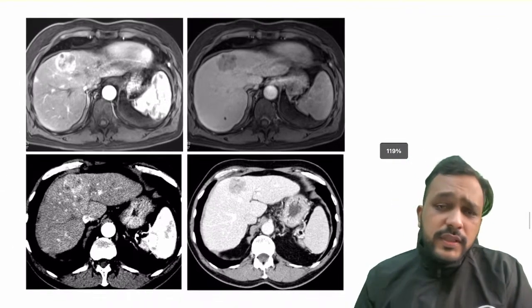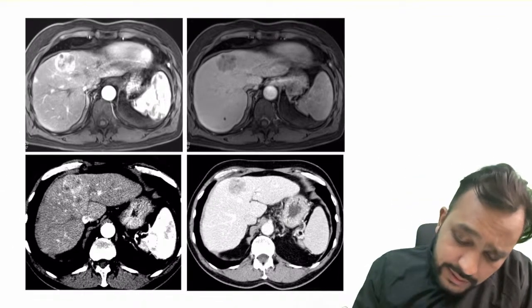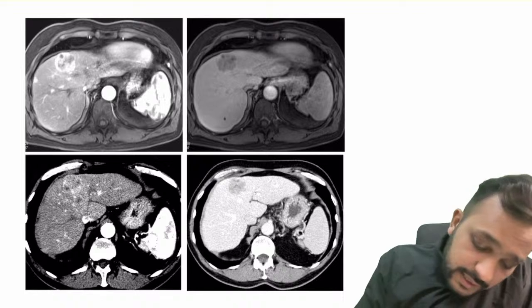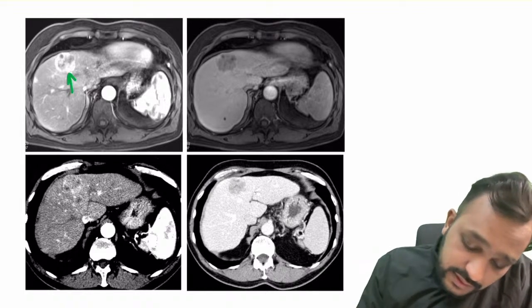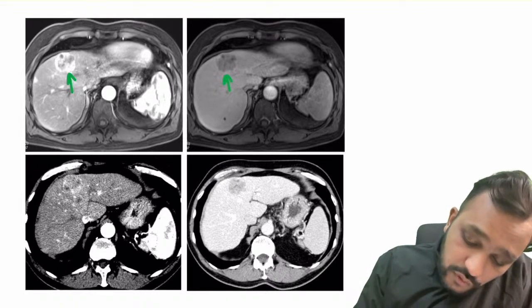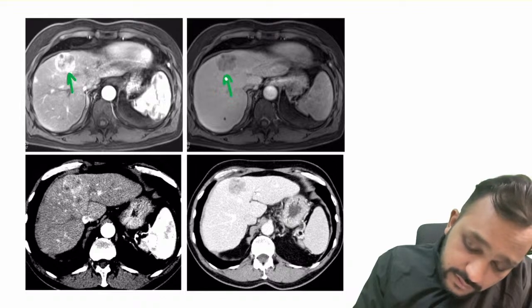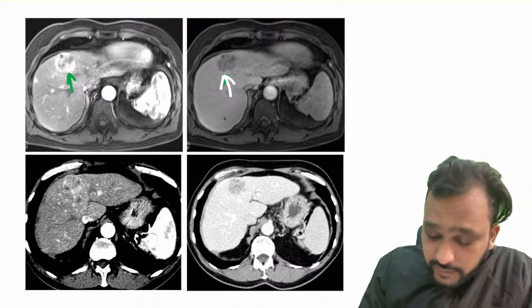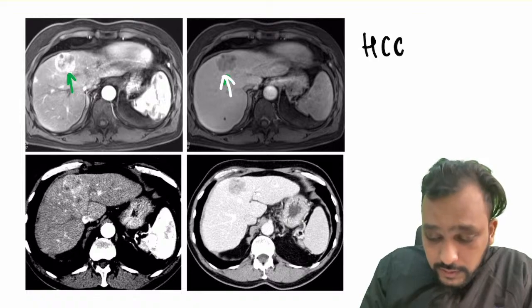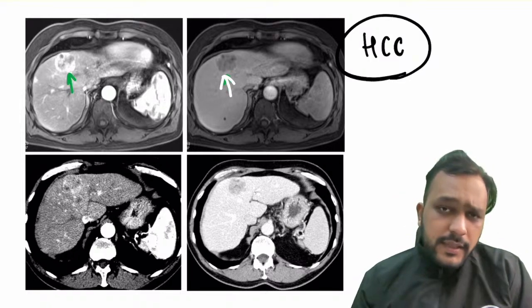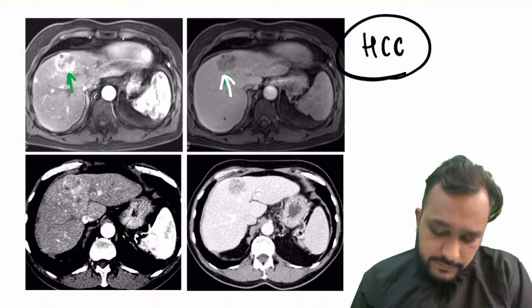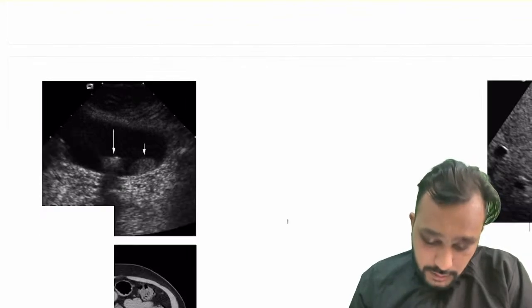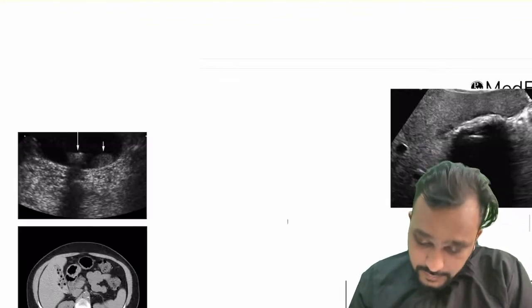And if you are able to see a lesion that is showing enhancement during the arterial phase and washout during the venous phases, this is a typical feature of hepatocellular carcinoma, right?